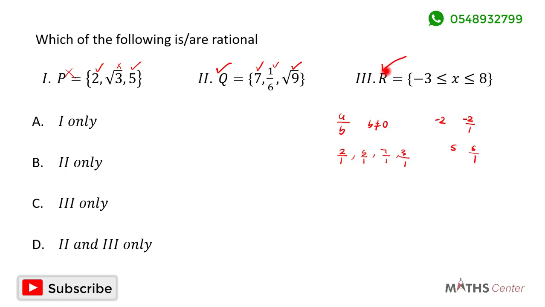So all the members in set Q are rational numbers. All the members in set R are rational numbers. But for set P, we have square root of 3, which is a surd, and a surd is not a rational number. So we have one member in set P which is not a rational number. And so the two sets that are rational are set Q and set R, and that will be II and III. So the correct option is option D, II and III only.